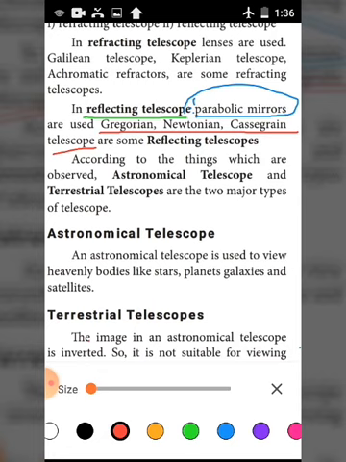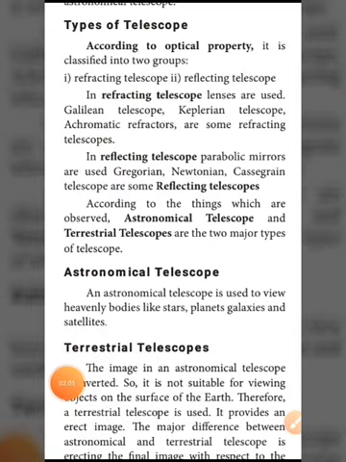So there are two types of telescope based on optical properties. One is the refracting telescope, another one is the reflecting telescope. What are the examples of refracting telescope? The answer is Galilean telescope, Keplerian telescope and achromatic refractors. And what is the reflecting telescope made up of? The reflecting telescope is made up of parabolic mirrors.